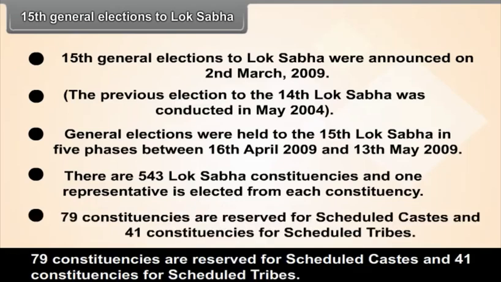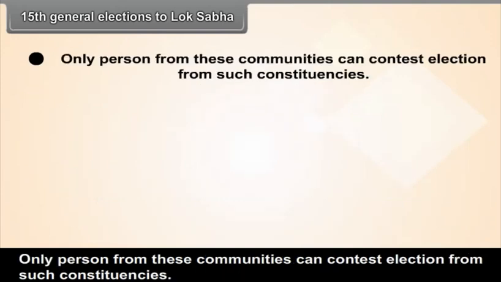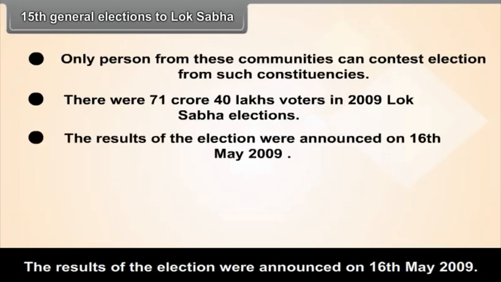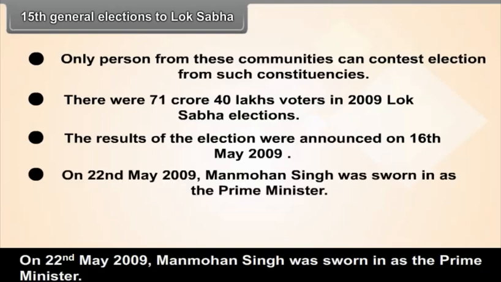79 constituencies are reserved for scheduled castes and 41 constituencies for scheduled tribes. Only persons from these communities can contest election from such constituencies. There were 71 crore 40 lakhs voters in 2009 Lok Sabha elections. The results of the election were announced on 16th May 2009. On 22nd May 2009, Manmohan Singh was sworn in as the Prime Minister.